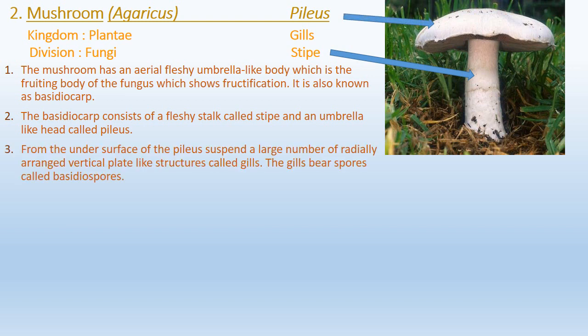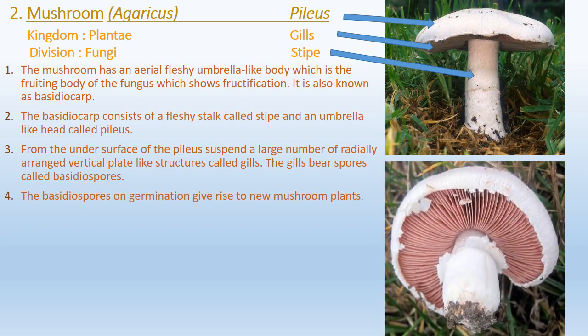From the undersurface of the pileus are suspended a large number of radially arranged vertical plate-like structures called gills. The gills bear spores called basidiospores. The basidiospores on germination give rise to new mushroom plants.